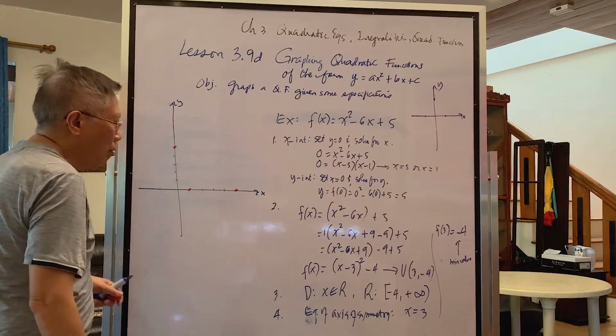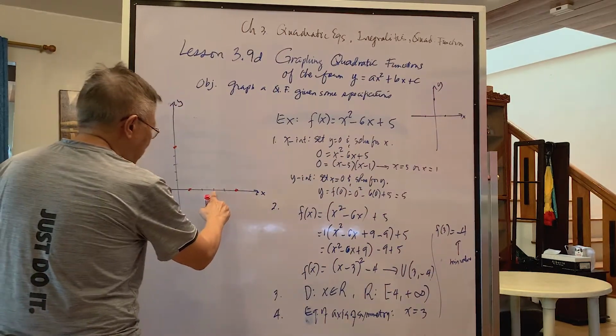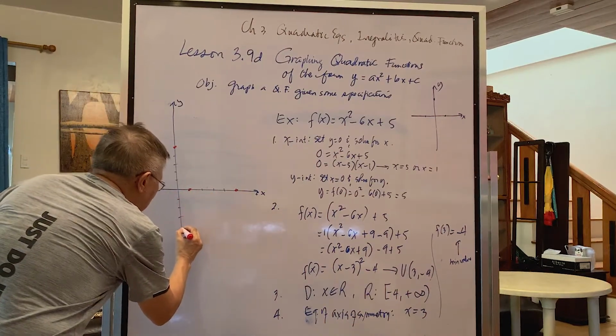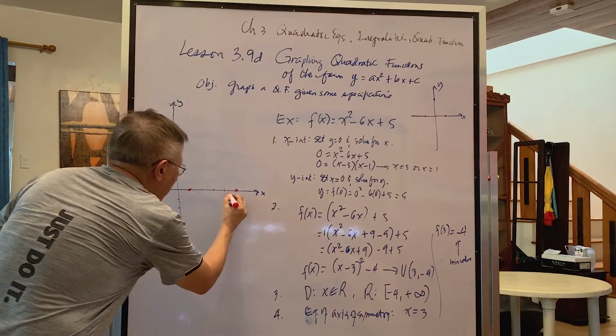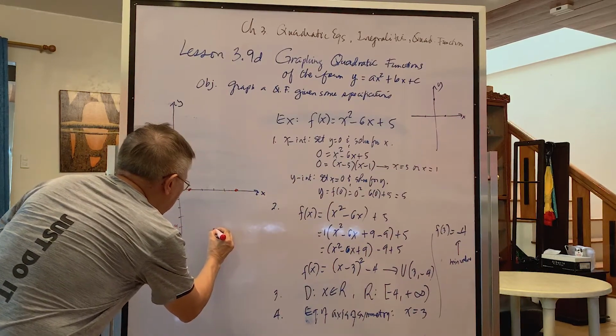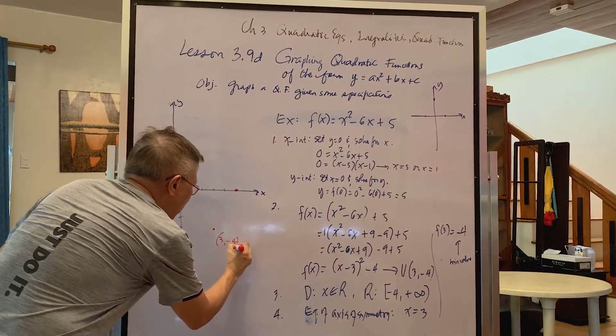Now, I can have my vertex located at x equals 3, and that will be y equals negative 4. 1, 2, 3, negative 4 there. So the vertex will be here. This vertex is (3, negative 4).